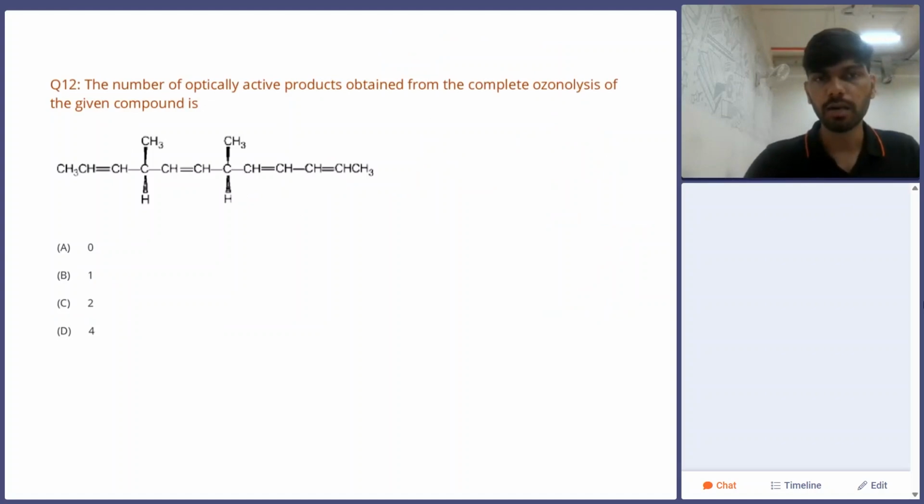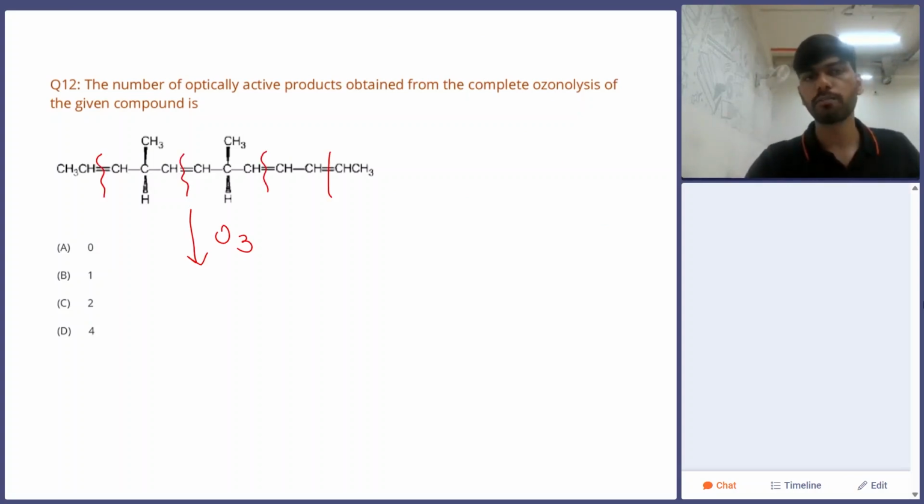Next question, the number of optically active compounds obtained from the complete ozonolysis. When we do the ozonolysis, ozonide will form here, here, and here. So what is the answer in this question? The answer is 0. During the ozonolysis, the first compound we get, CH3 C double bond O H, is achiral.